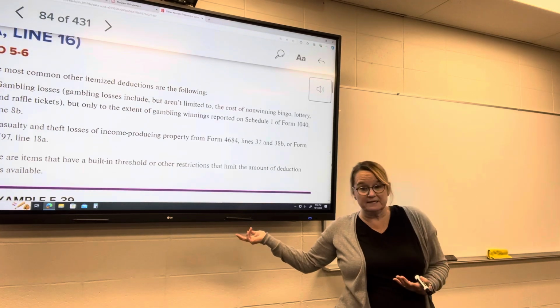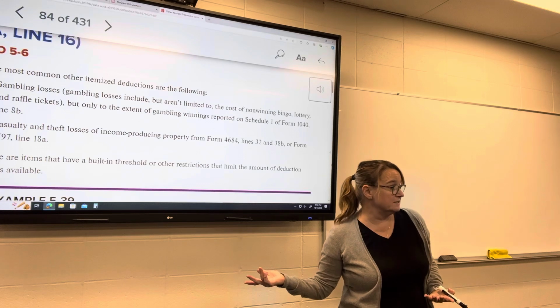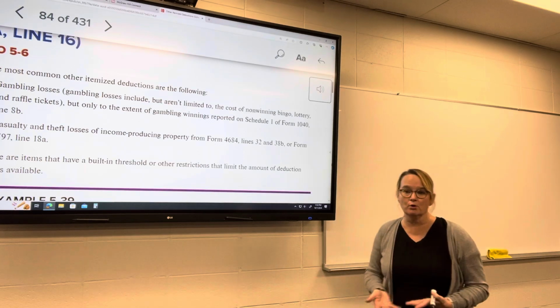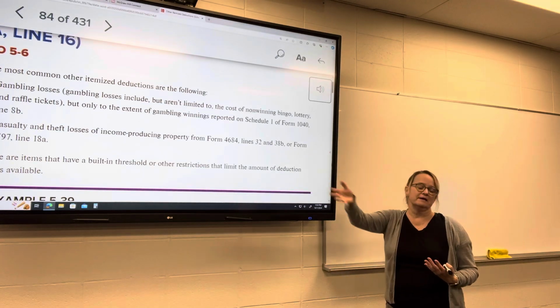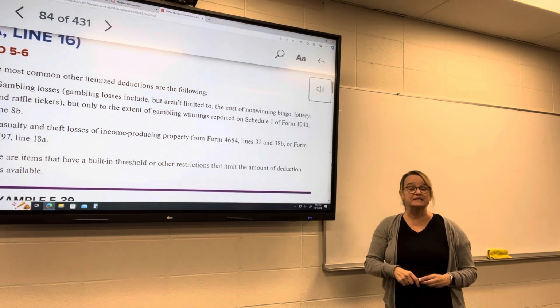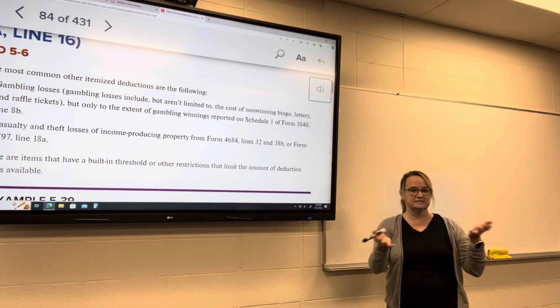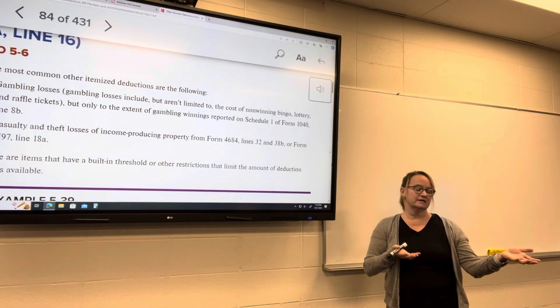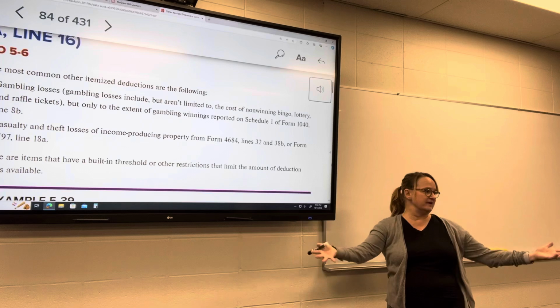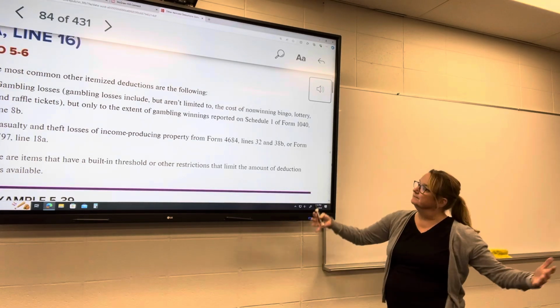Now, you still have to itemize your deductions. If you don't itemize your deductions, then you're not going to get any benefit from it, right? So if that standard deduction still is more than what your itemized deductions would be, you're not going to get any benefit from that. But it doesn't have to be related to the same event. So like I said, any type of gambling is listed under that umbrella. Okay.